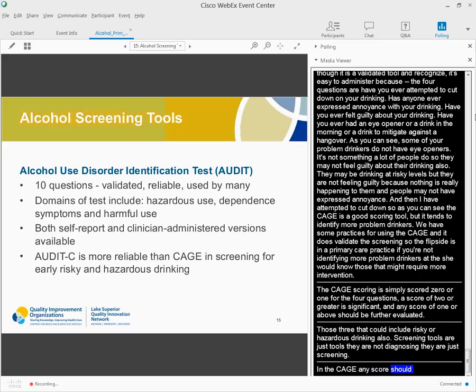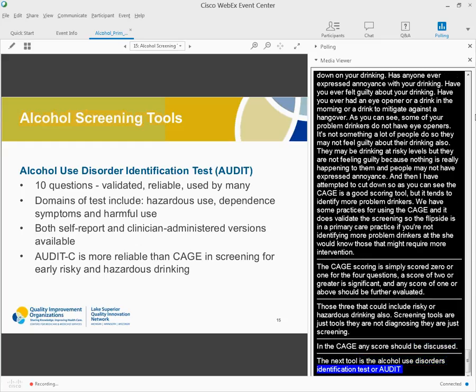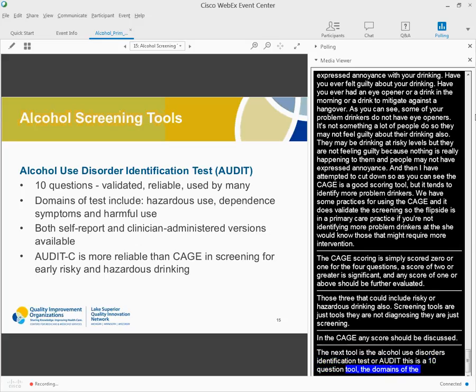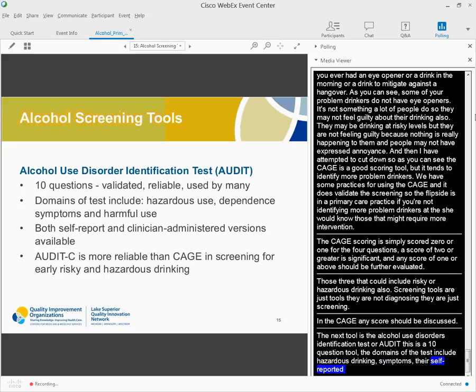Okay, the next tool is the Alcohol Use Disorders Identification Test, or AUDIT. This is a 10-question validated, reliable test, used by many. The domains of the test include hazardous drinking or hazardous use, dependent symptoms, and harmful use. There are both self-reporting and clinician-administered versions, and the AUDIT C is more reliable than CAGE in screening for early, risky, hazardous drinking. Okay?